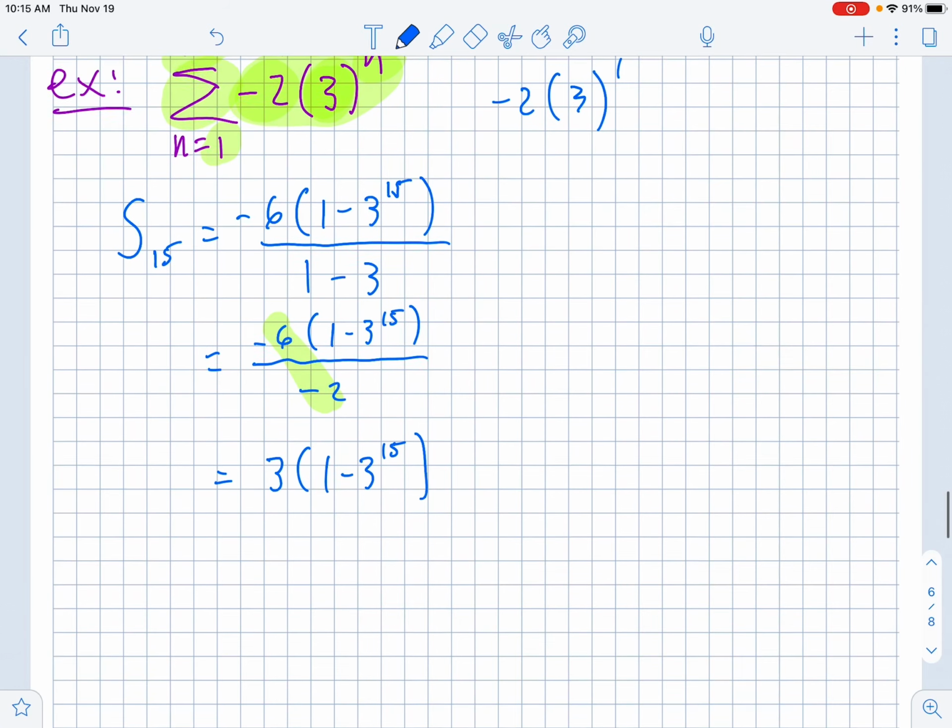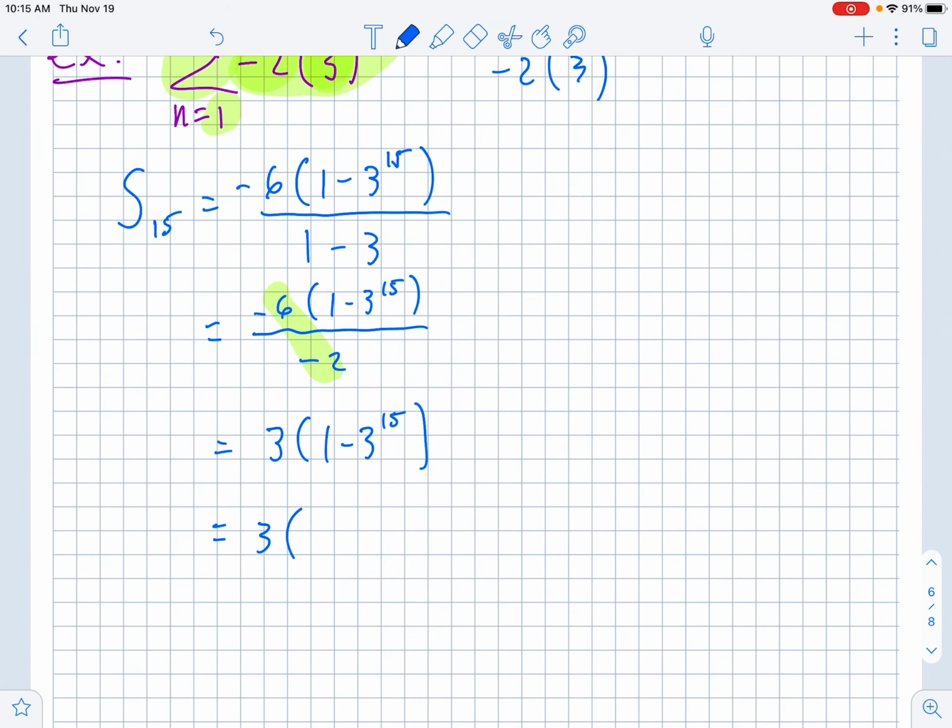Okay. So 3 times 1 minus 14,348,907. Subtract 1, multiply by 3, then this will be -430,467,718. So just like -43 million. Oh, this was the first 15 terms.